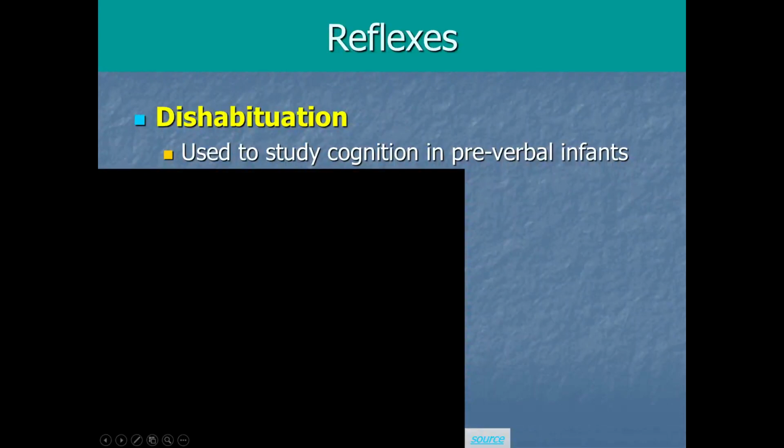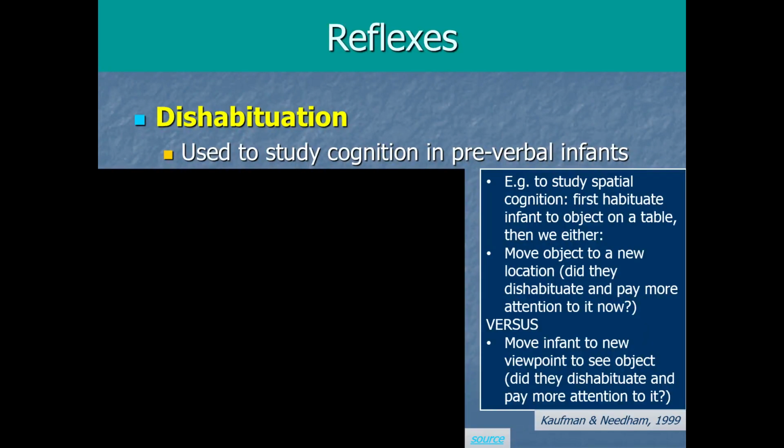So an example study that used this kind of technique to look at spatial cognition in infants was by Kaufman and Needham back around 2000. What they were looking at was to kind of understand space and spatial relationships to objects, like to figure out how infants process these things, how that's represented in the infant brain. So to do this study, they habituated an infant to an object on a table, so the baby wasn't responding much to that object. It had habituated, it was bored of the object.